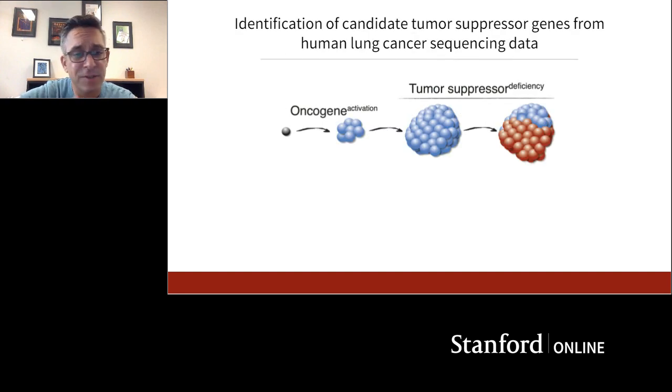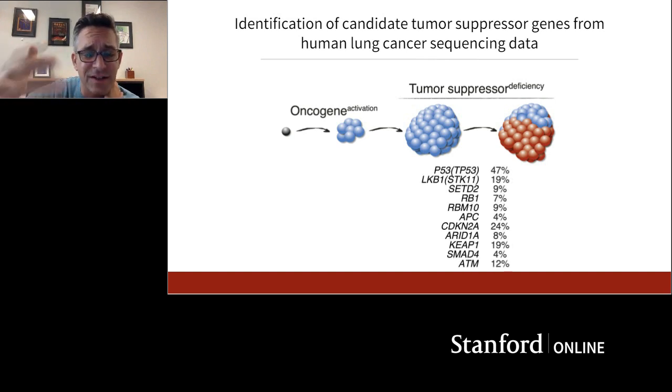What I told you is certainly true. This is a textbook model of cancer, where a single normal cell gets an oncogene and grows, and tumor suppressor genes, the genes that normally suppress cancer growth, get deleted. We can look at human data, since lots of human cancers have been sequenced. In this case, I'm going to talk about lung cancer, and you can look at what percentage of human tumors have inactivation of certain genes.